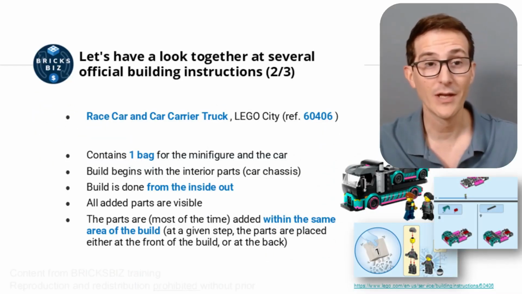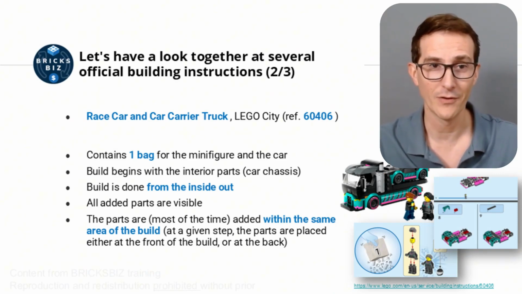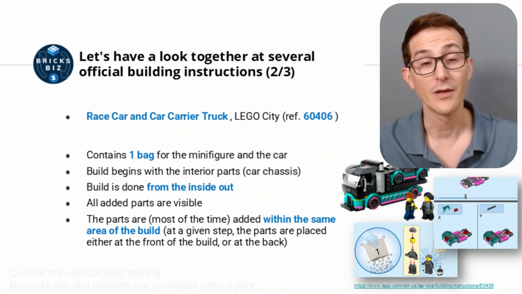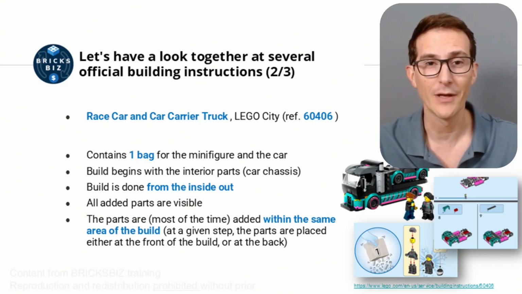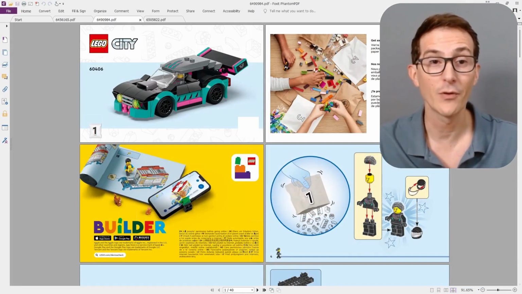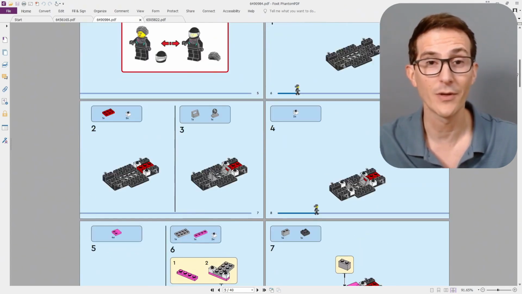Let's have a look at the race car and its transport truck. This is a LEGO City kit, having reference number 60406, and once again, you can easily find the building instructions for this kit by following the link displayed on screen or below this video. This LEGO kit contains a bag for the miniature and for the car. The build starts with the internal parts of the car, in our case the chassis. Building proceeds from the inside out.